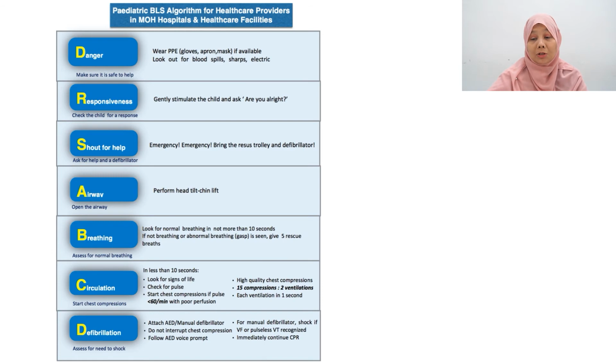Remember that high quality chest compressions have to be initiated with 15 chest compressions over 2 ventilations, and each ventilation is given over 1 second. Attach the AED for defibrillation. Do not interrupt chest compression. Follow the AED voice prompt. For a manual defibrillator, remember that the shock energy delivered should be 4 joules per kilo.